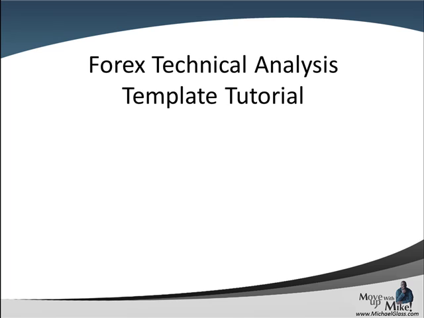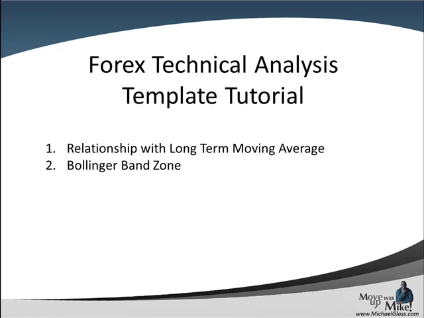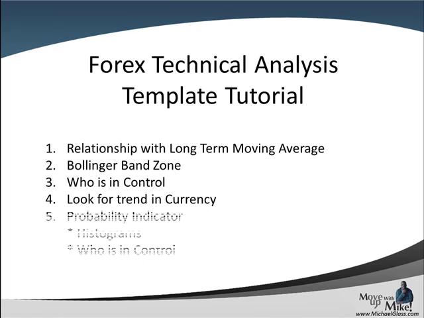So as a part of our template tutorial, we're going to look at our relationship with a long-term moving average. We're going to identify the zones within our Bollinger Band. We'll see who is in control as far as the currency pairs, the pairs in that currency relationship. We're going to look for the trends within each currency. And then finally, with our probability indicator, we're going to look at the histograms and determine also who is in control. So let's begin and let's pull up the charts.